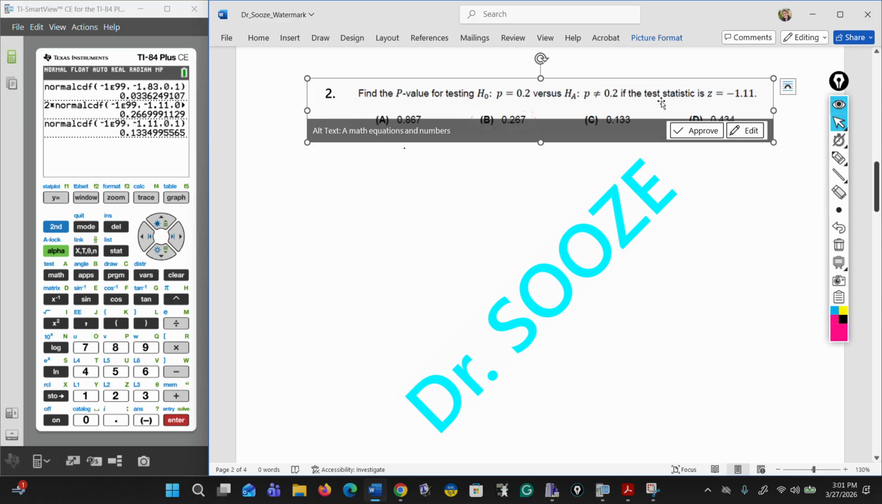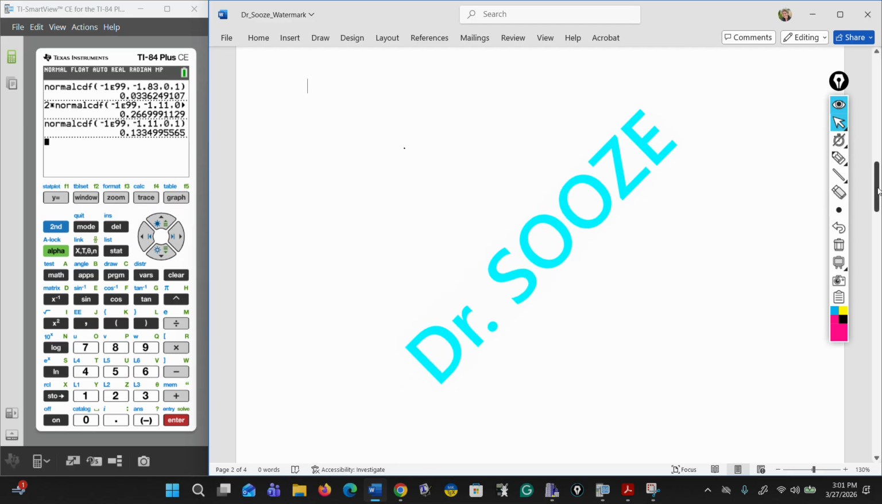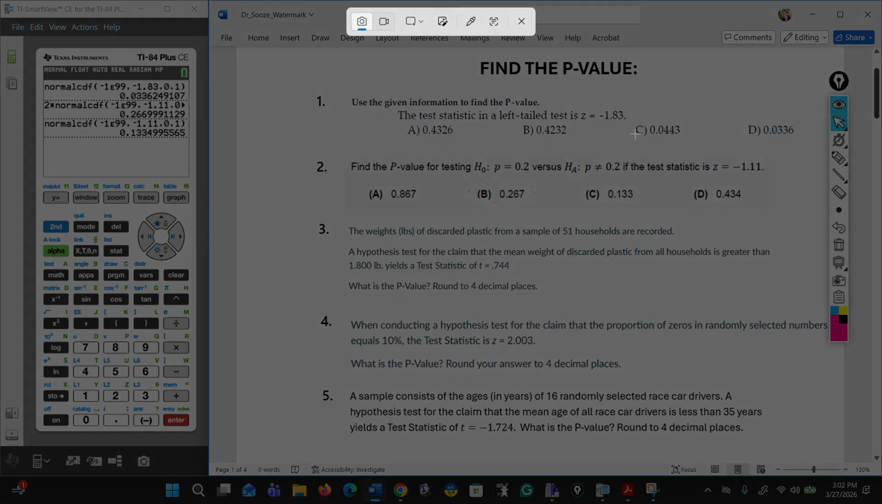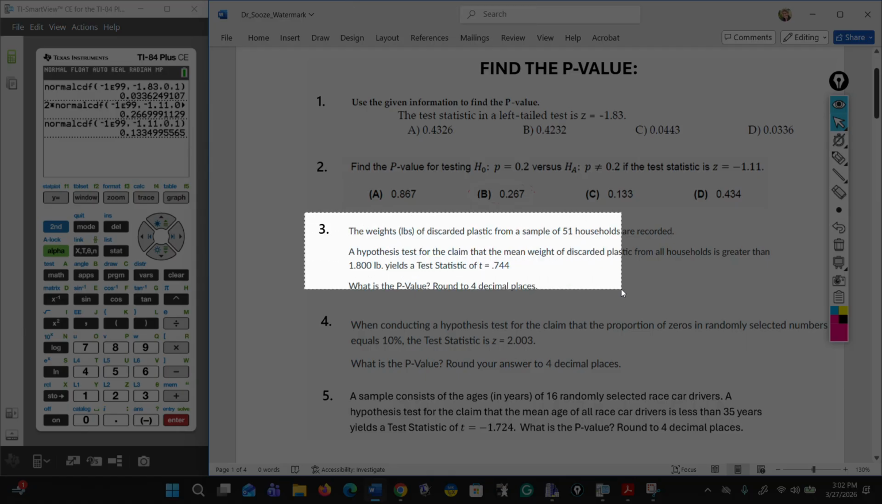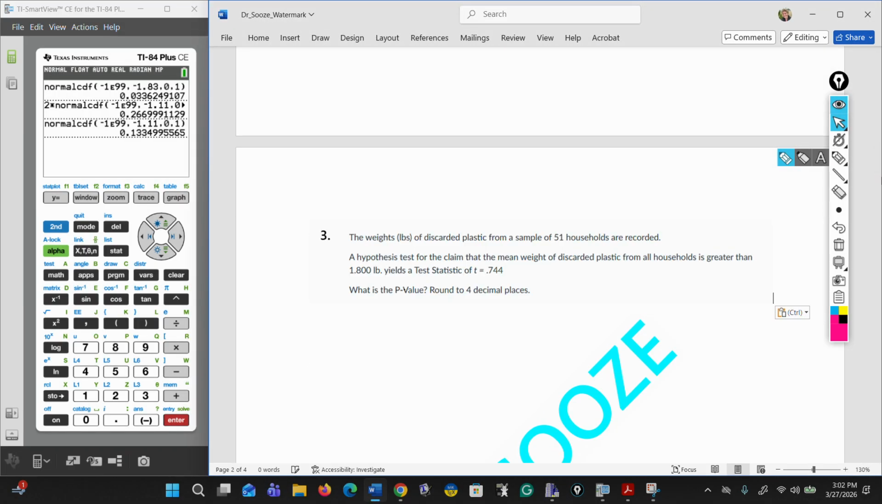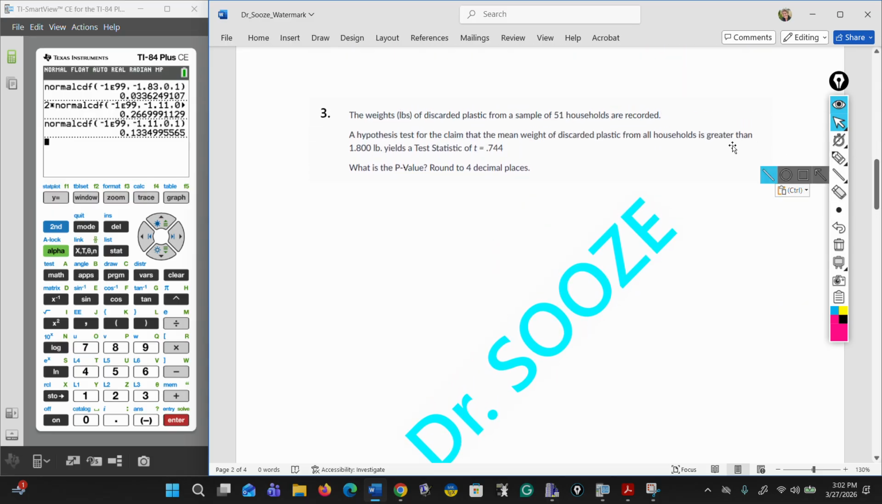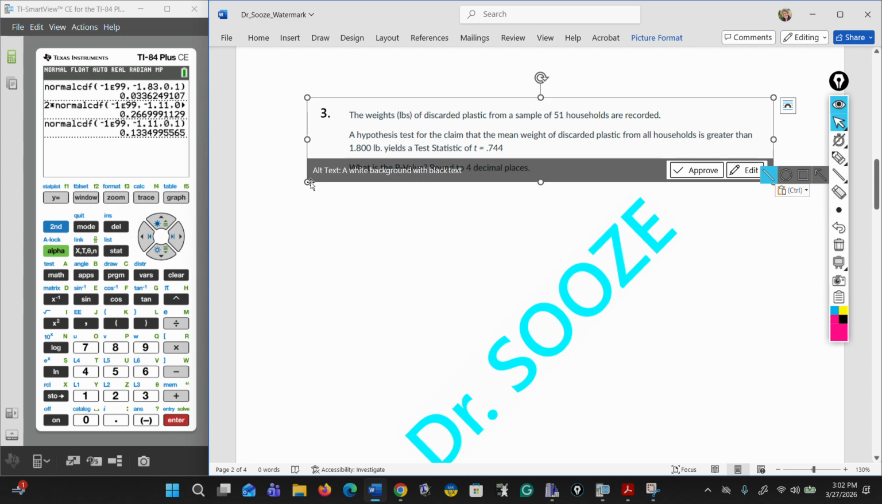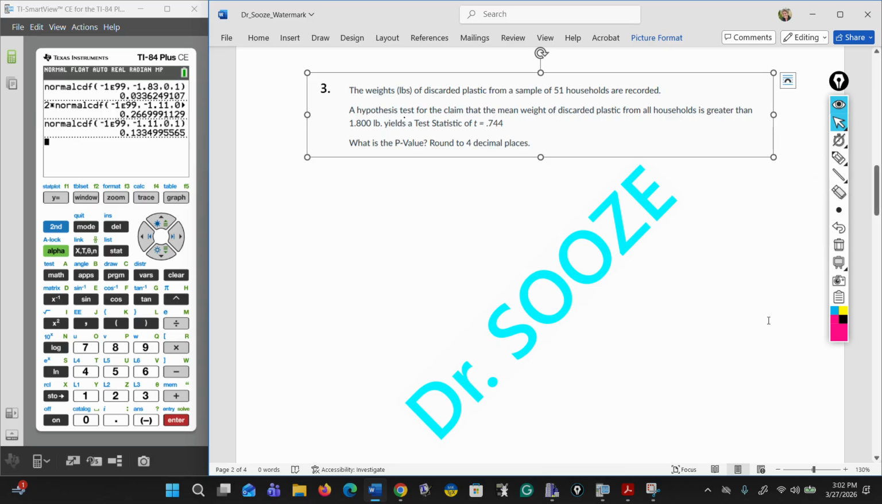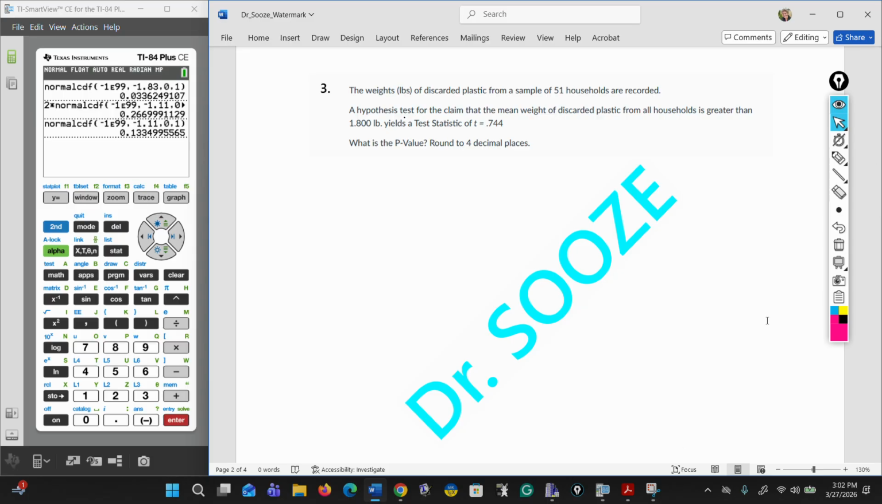So let's go to the third question. All right, let me take a screenshot of that, and then we'll put it on the next page so we've got room. So I'm just going to come back down here and put that there. Might need to make it a little bit bigger for everybody to see it. Okay, the weights of discarded plastics from a sample of 51 households are recorded. A hypothesis test for the claim that the mean weight of discarded plastics from all households is greater than 1.8 pounds yields a test statistic of.